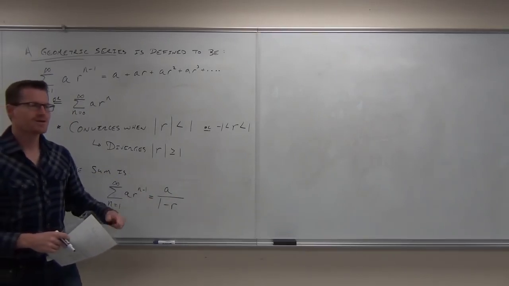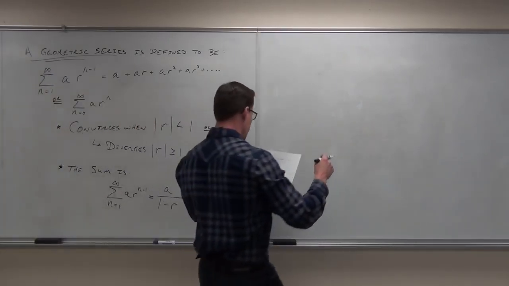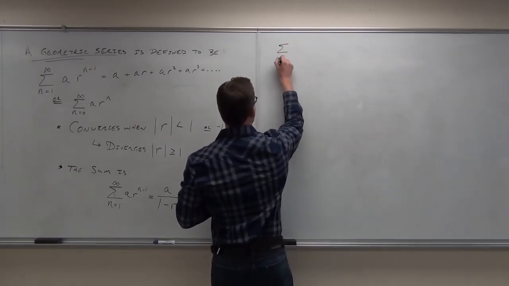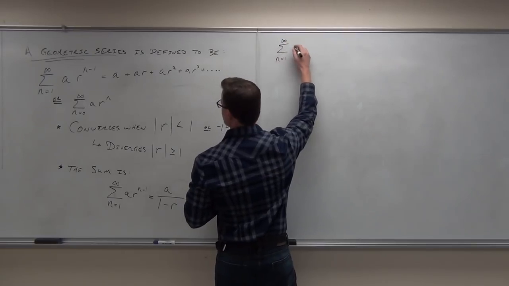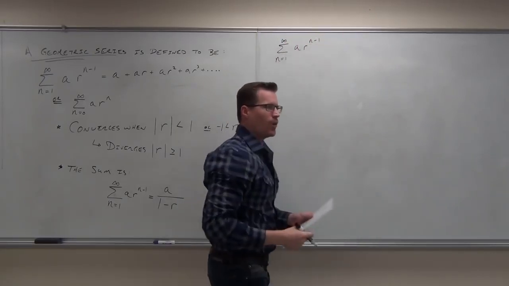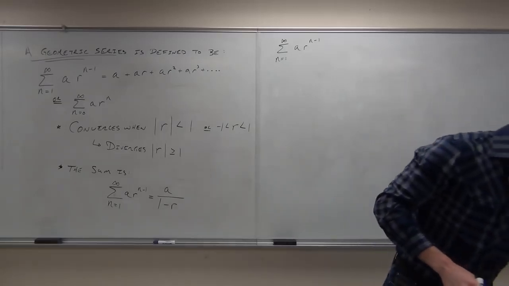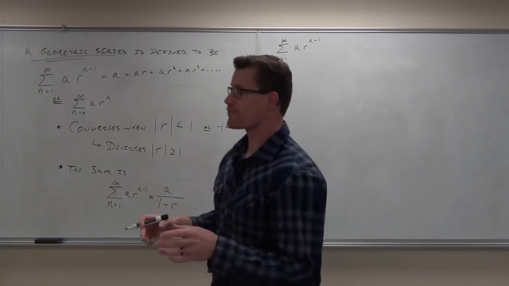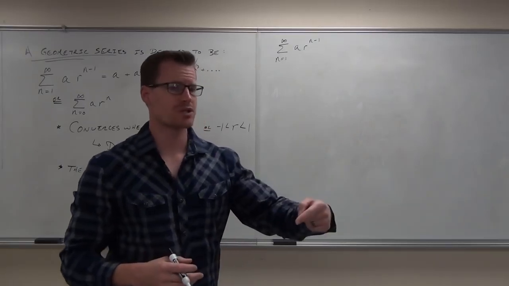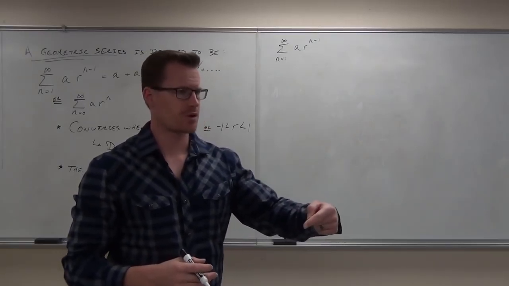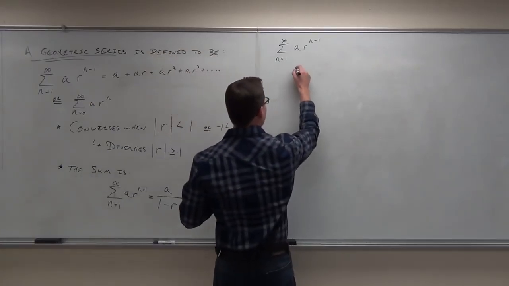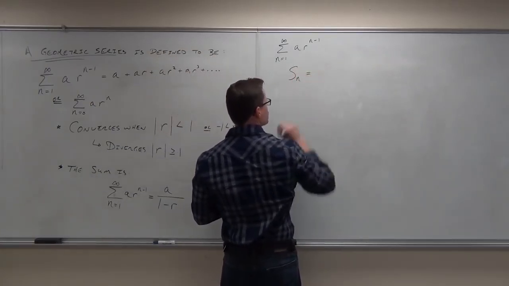Okay, let's do that. So here's what I'm going to do. I'm going to start with just my general geometric series here. And what we learned last time was that if I want to find out what the sum is, or whether this series converges, I'm probably going to be looking for a partial sum first. Remember talking about the partial sums last time? Look for a partial sum first. So I'm going to look at S sub n, my partial sum.